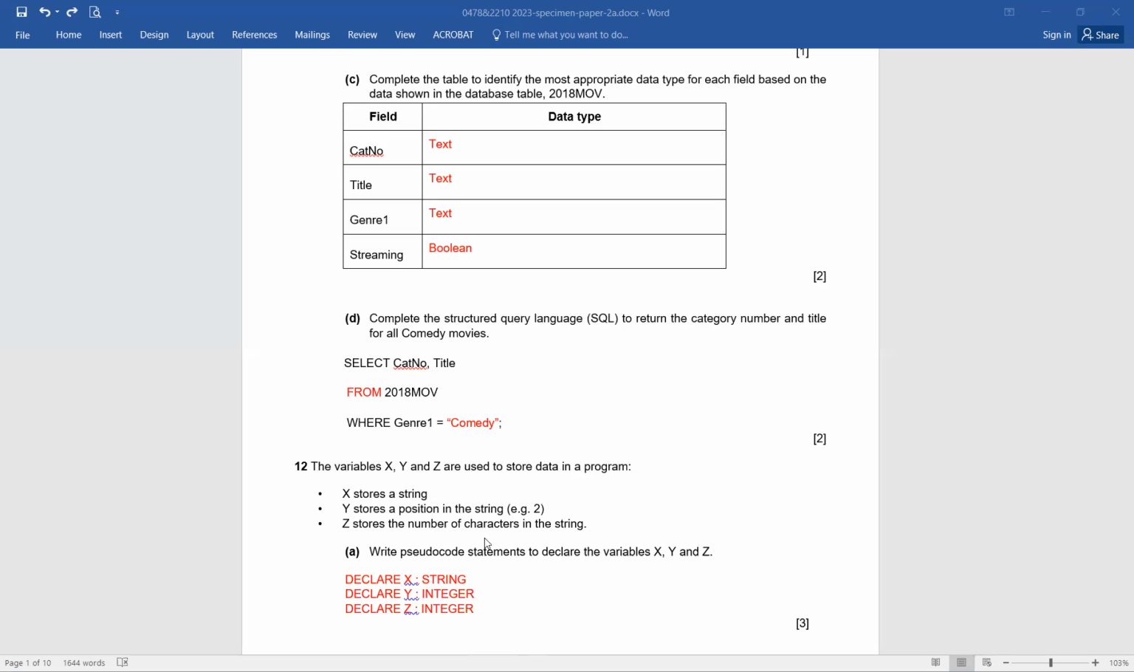Z stores the number of characters in the string. Now, this might be confusing for some students. It says Z stores the number of characters in the string. How many characters are there in the string? How many characters means I'm talking about an integer value. That is why declare Z : integer. And these 3 lines will give you 3 out of 3. Simple.